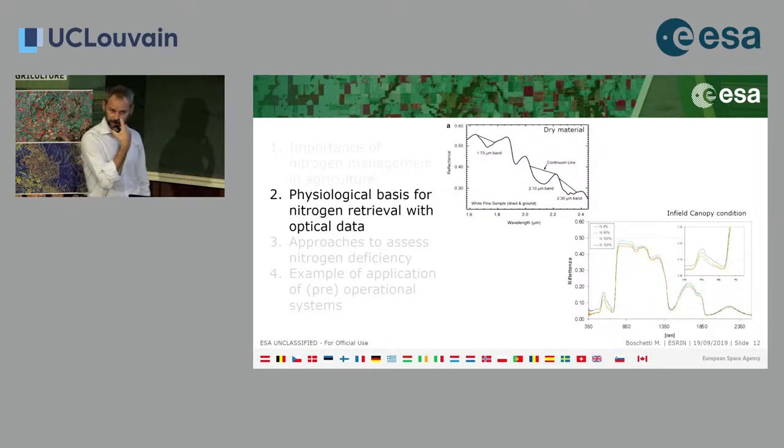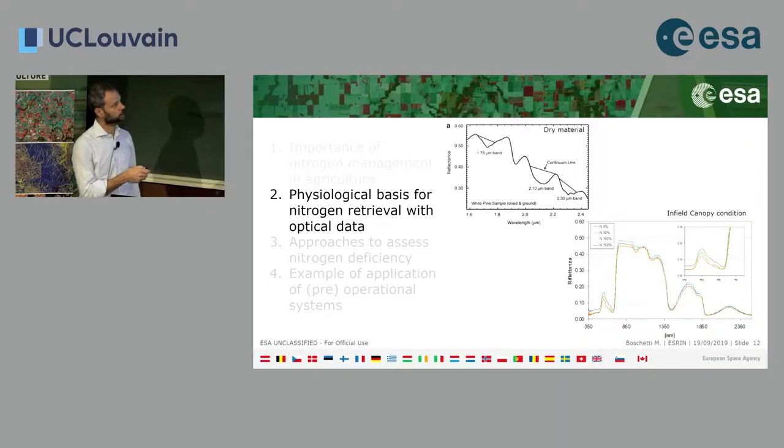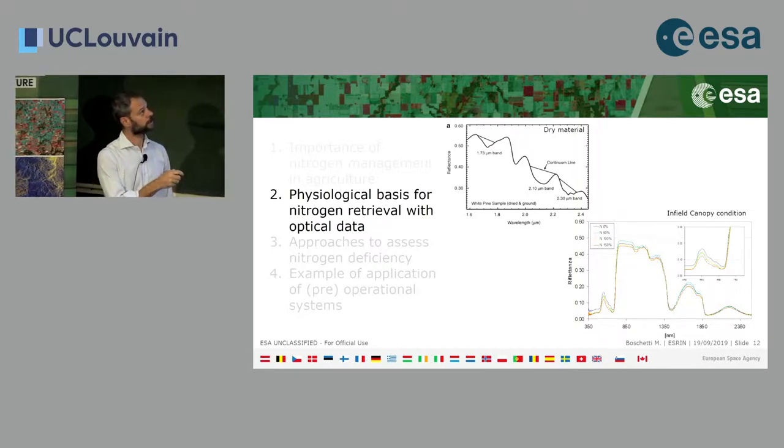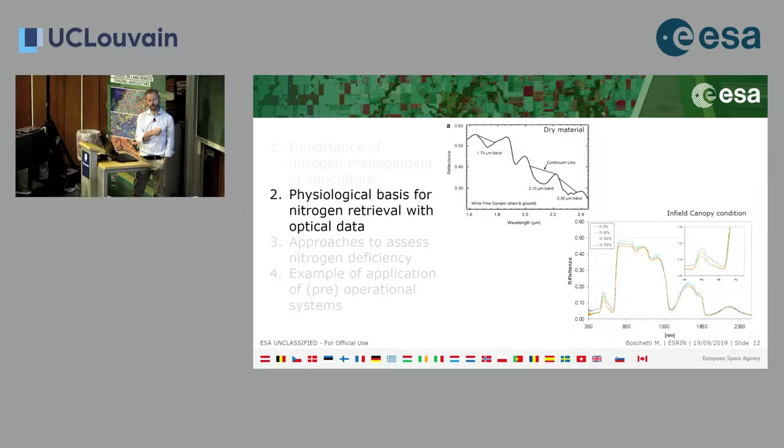So let's start from the physiological basis. Anytime we want to retrieve a parameter, we should have some optical related properties. In reality, nitrogen cannot be directly estimated from optical sensors in fresh biomass, because the optical features that are diagnostic for the absorption of nitrogen are in the SWIR part of the spectrum, and these are obscured by the water content in the plant. Studies from scientists say that in dry material we can clearly see some absorption features, but in real conditions those are obscured by water characteristics.